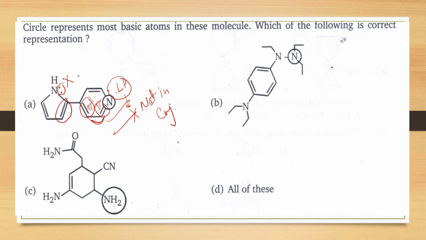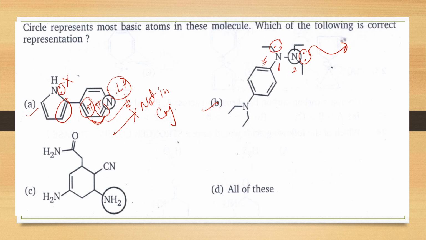It's more basic. Then let's check option B. In option B there are two nitrogen atoms, that is 1 and that is 2. The first nitrogen atom has a lone pair in conjugation with the benzene ring or phenyl ring. So the lone pair on the first nitrogen atom cannot be donated easily because it is delocalized. But on the second nitrogen atom the lone pair is localized, so the second nitrogen atom can easily donate its electrons. That's why the second nitrogen atom is more basic. So option A is correct, and option B is also correct.